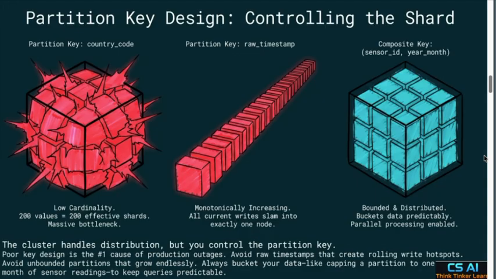The cluster handles distribution, but you control the partition key. This is the number one cause of production outages. If you pick a key with low cardinality, like country code, you only get 200 effective shards regardless of your cluster size. If you pick a monolithic key like raw timestamp, every single write hits exactly one node, the current time node. The goal is a bounded and distributed key, like a composite of sensor ID and year-month, which buckets data predictably and enables parallel processing.